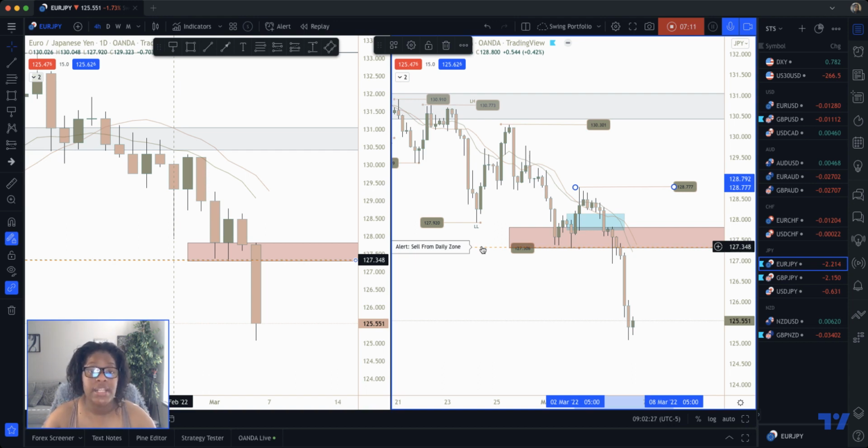so I can enter. And this is important with your watch list. Please set alerts. And the way you do it is you hover over the price where you want to enter a trade. There's a cross here. You'll click on that cross.